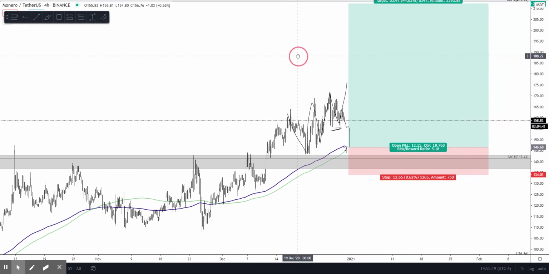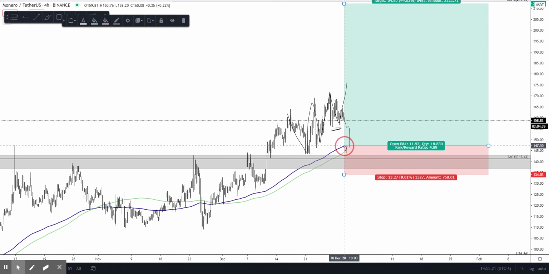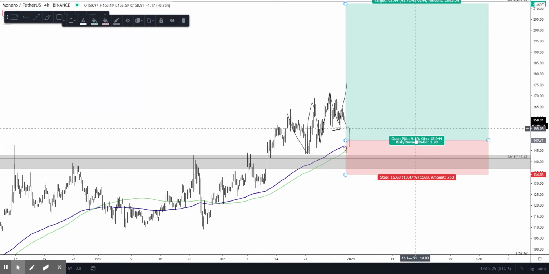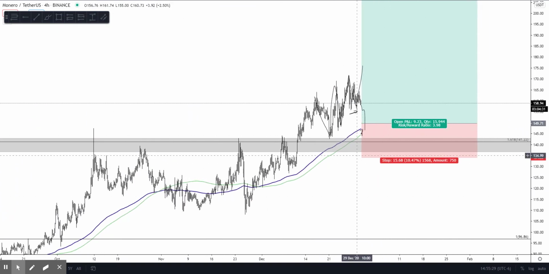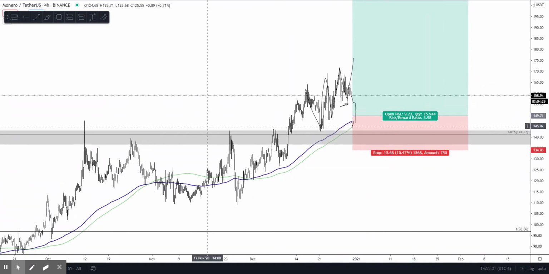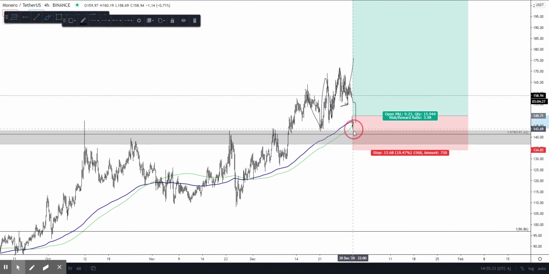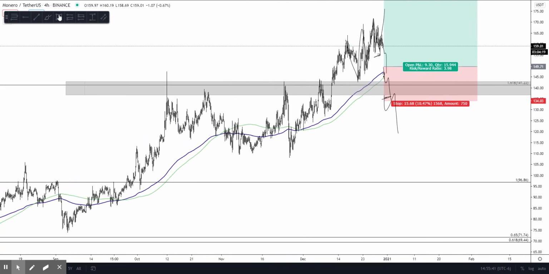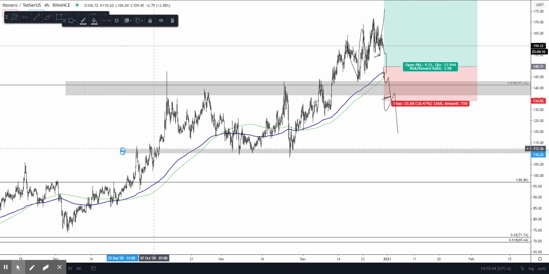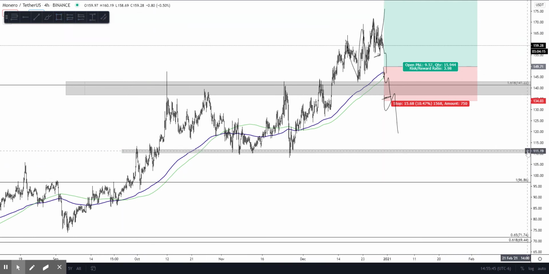Okay, so this is another setup that if we did pull back into those 4-hour 200 MAs, which they likely wouldn't be here, they would probably be somewhere over here. This looks like another solid setup in my opinion. Because once your stop loss gets hit, you've now traded below this demand zone, meaning you're losing it as support. And then that opens the door to head to your next 4-hour demand at $110.